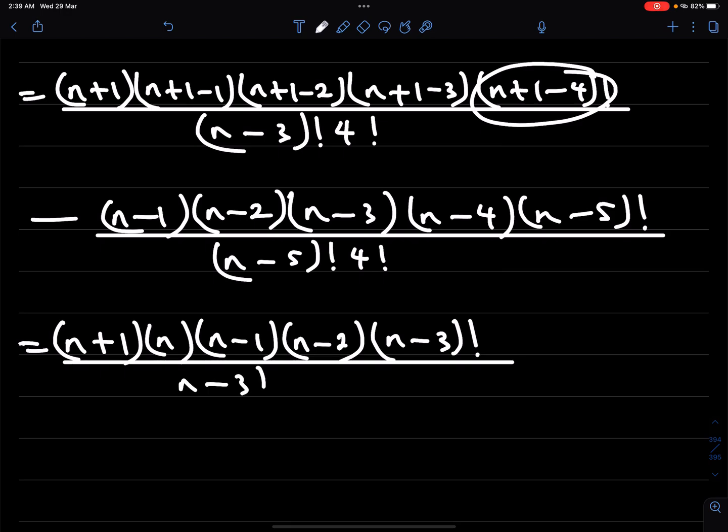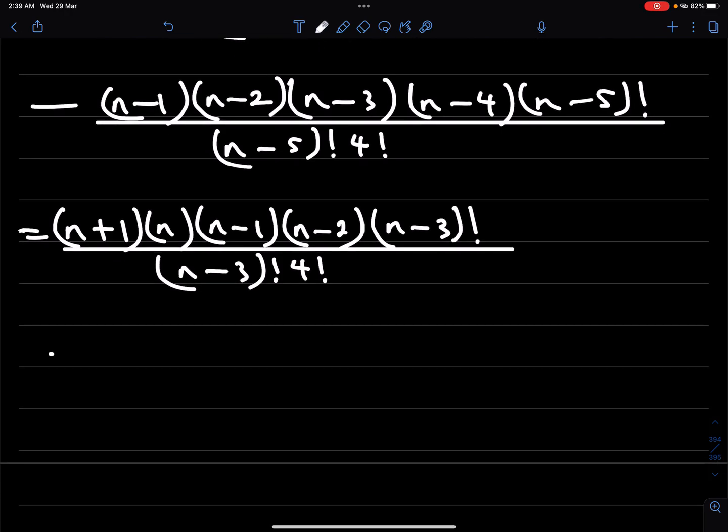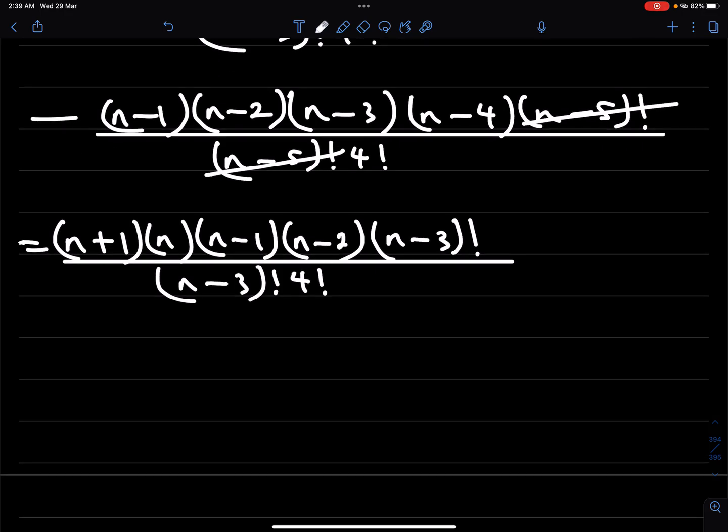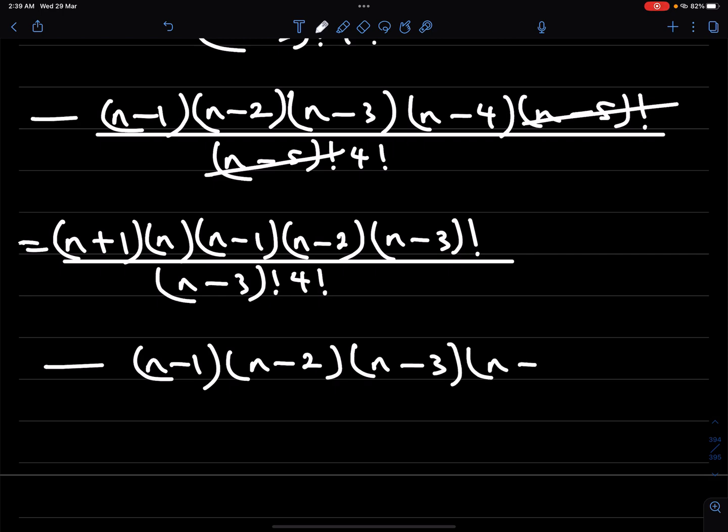n minus 3 factorial 4 factorial, minus the second fraction, which is n minus 1 times n minus 2. In fact, I don't need to rewrite the second fraction. I can just cancel here. n minus 5 factorial will cancel n minus 5 factorial and I'm going to be left with minus n minus 1 times n minus 2 times n minus 3 times n minus 4 over 4 factorial.